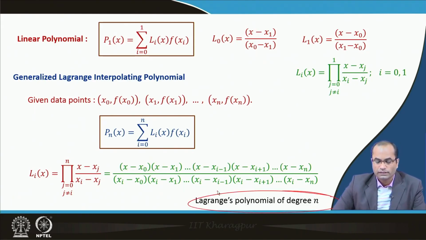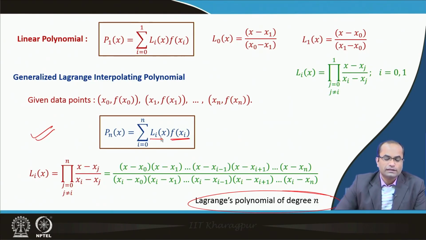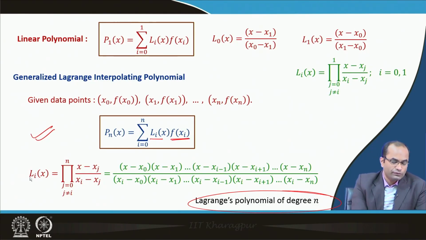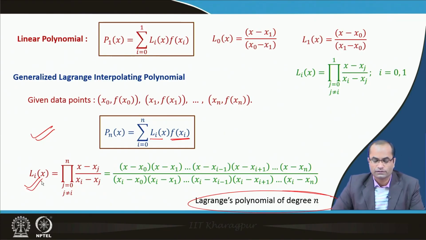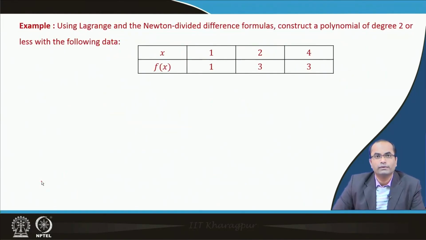So, these are called the Lagrange polynomials of degree n. It is a very simple formula to remember. We have just L_i(x) f(x_i), that is the formulation here, and we know already these are the standard results, what are the Lagrange polynomials of degree n. So, now we can go to the numerical example.